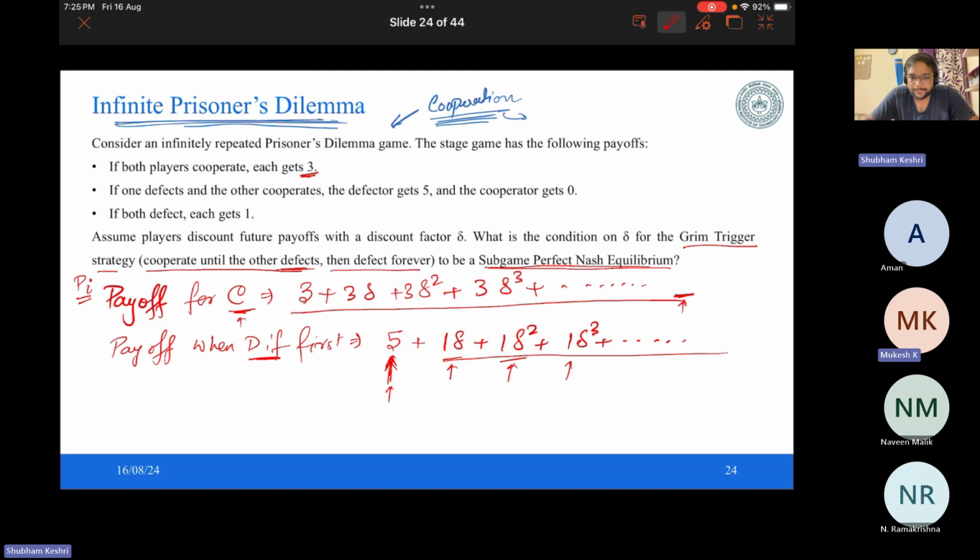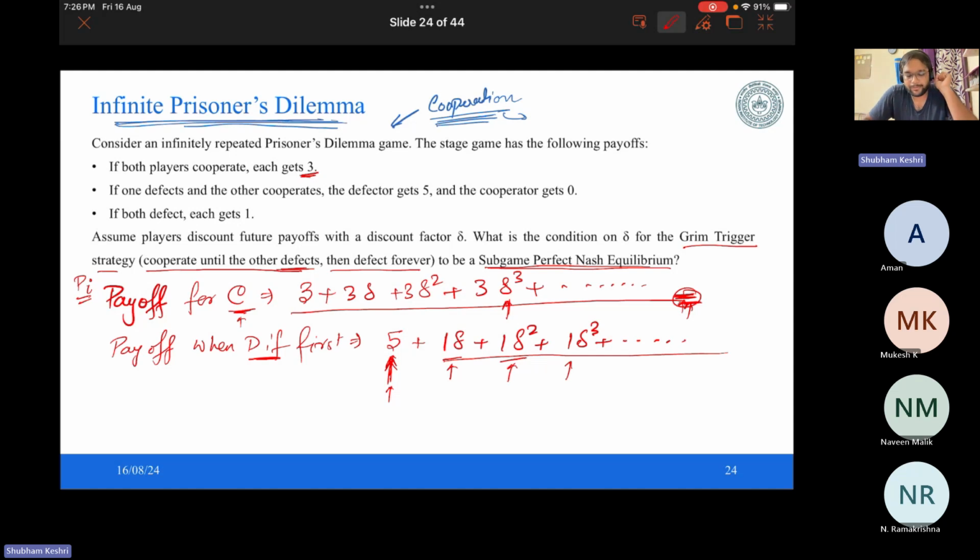Is this idea not clear? He need not defect at stage 2. He can defect at stage 3 or stage 4 also. But are we assuming any stage? No, we are not assuming anything. We have to find that value of delta. So this value of delta will define what that stage is.